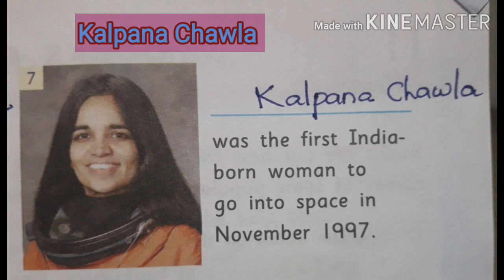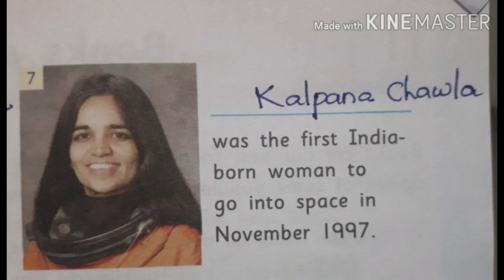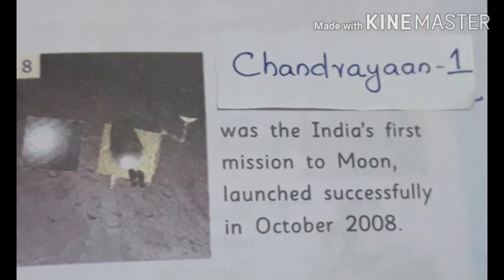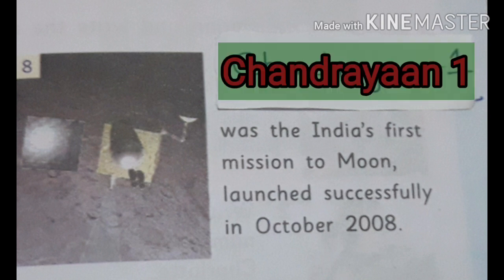Kalpana Chawla was the first Indian woman to move into space in 1997. Don't get confused with the fourth and the seventh question. Fourth question was the first woman to travel into space in June 1963. It is Valentina Tereshkova. She was not an Indian. Okay. Seventh question is, Dash was the first Indian born woman to go into space in November 1997. Born in India, it was Kalpana Chawla.